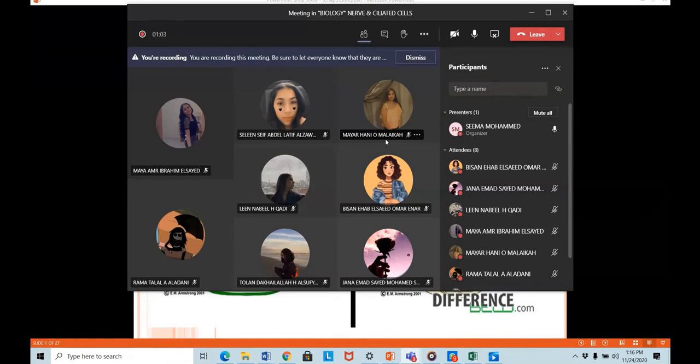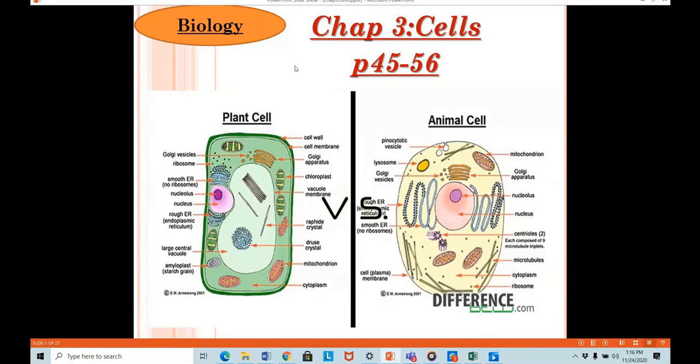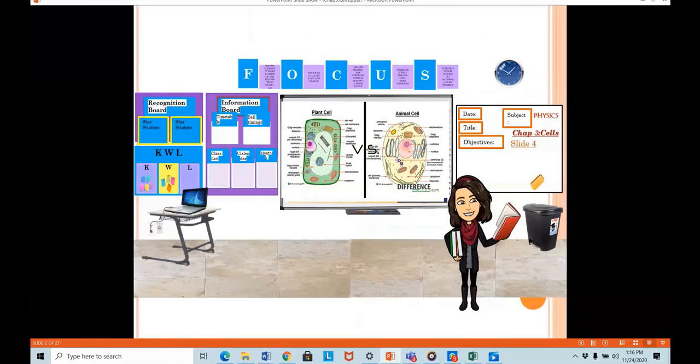All right, so we'll start recapping the session, inshallah. The others will join us. I will take the attendance at the end of the session, inshallah. So the topic which we are doing is chapter 3, cells, and today we'll be doing page number 52, inshallah. So please open page number 52 and 53.